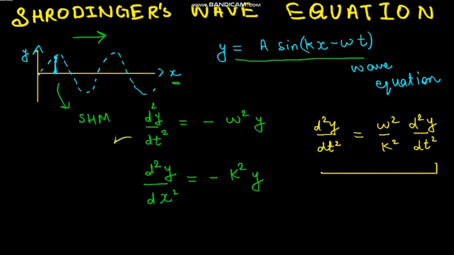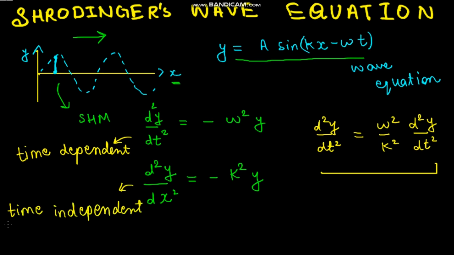Now, this is the time-based equation, and solving this equation you will get the time-dependent wave equation, and this is dependent on x, so here you will get the time-independent wave equation. We are more interested in finding the time-independent wave equation. So let's begin with that. Second differential of y with x is equal to minus k square y.